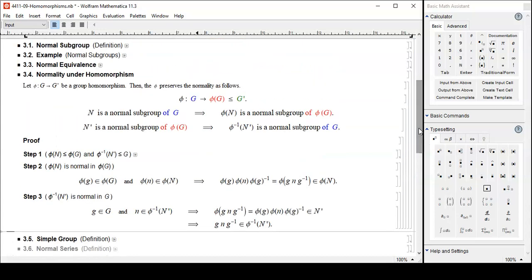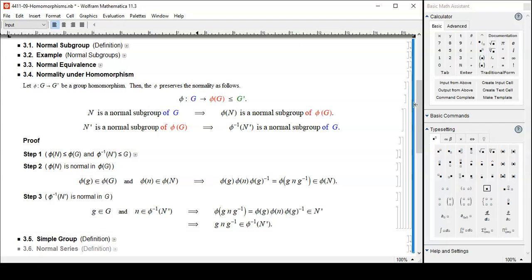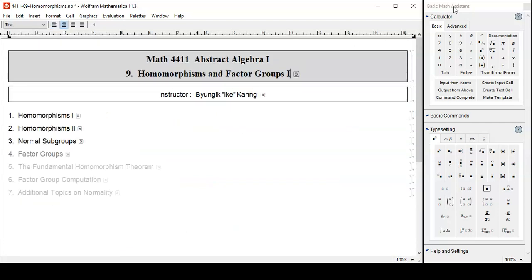That completes the proof. So normality is preserved under homomorphism, both in the forward direction and the backward direction.